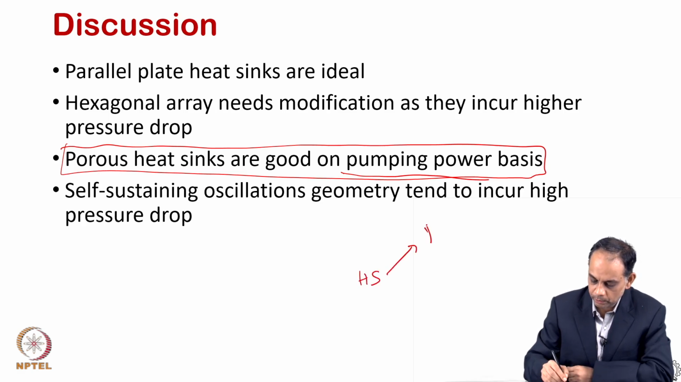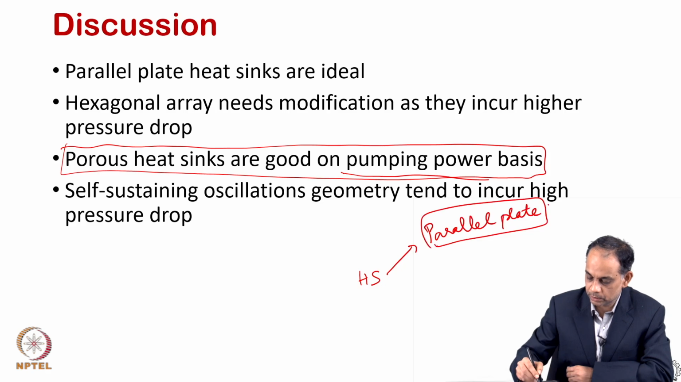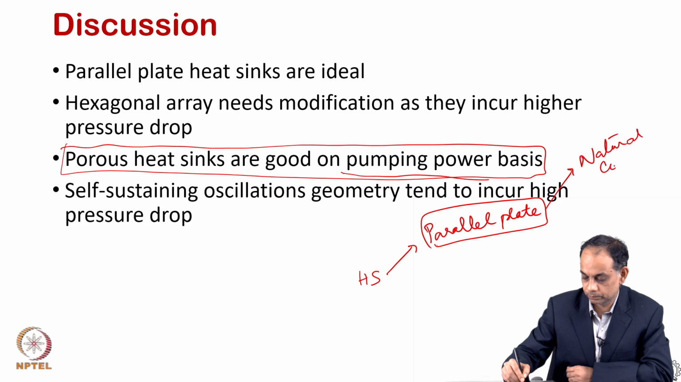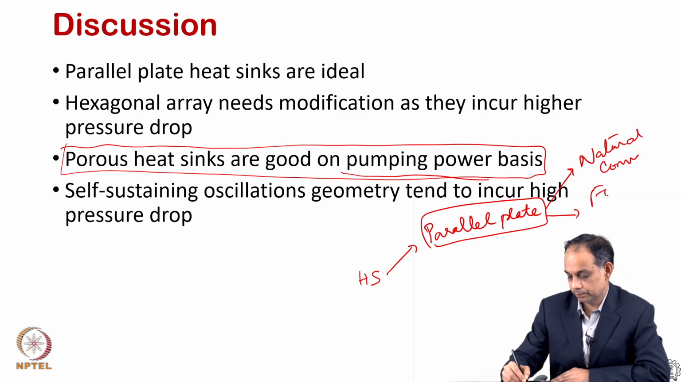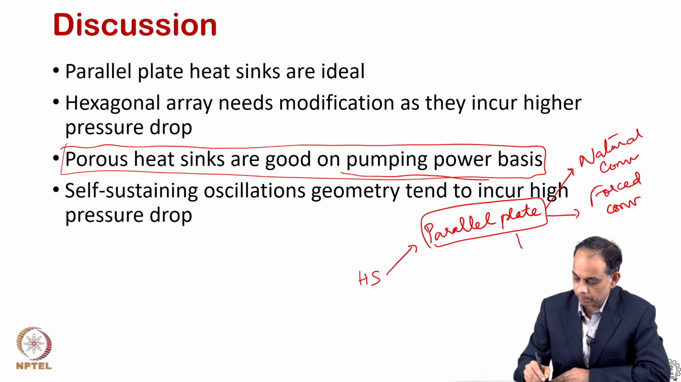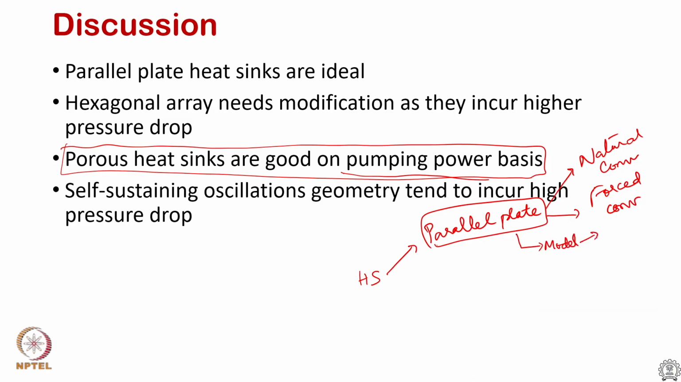First, we focused only on the parallel plate heat sinks, and within the parallel plate heat sinks we discussed sizing for both natural convection and forced convection. Then within the parallel plate heat sinks we looked into models, the common model that is based on 1 by eta into hA, and a few others, and the other one based on the heat exchanger theory.